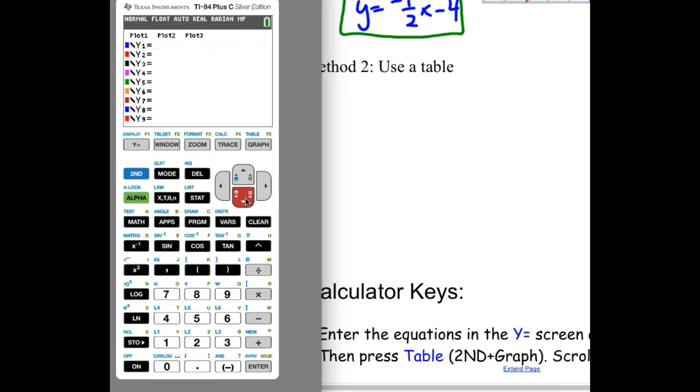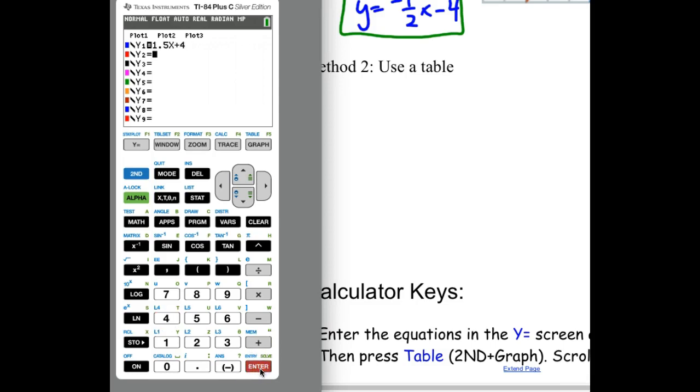We don't want stat plots on when we're trying to graph other equations because it's going to constantly look for that data and try to graph it. So our first equation was y equals 3/2 x plus 4. To enter that, I've already got the y equals in there. I need to put in the 1.5 or 3/2. My x key is right here next to the green alpha key. That's my variable x. And then I need the plus 4.